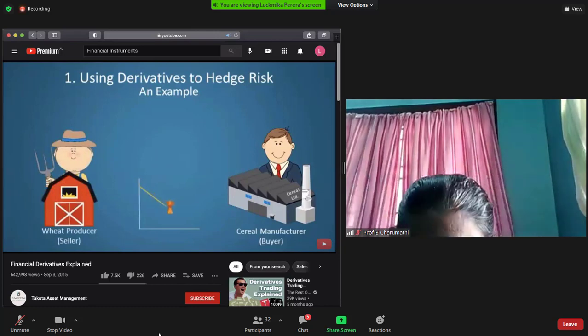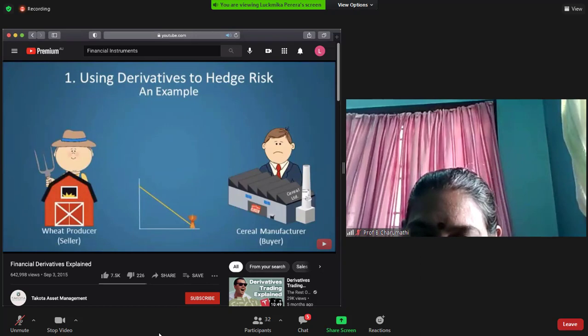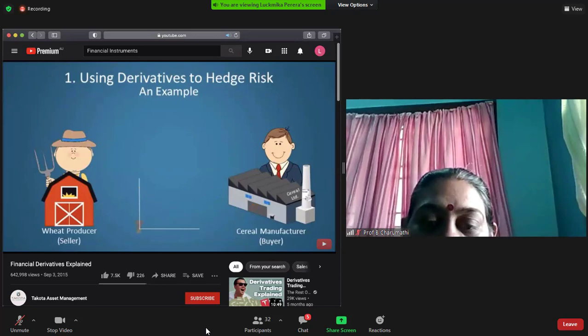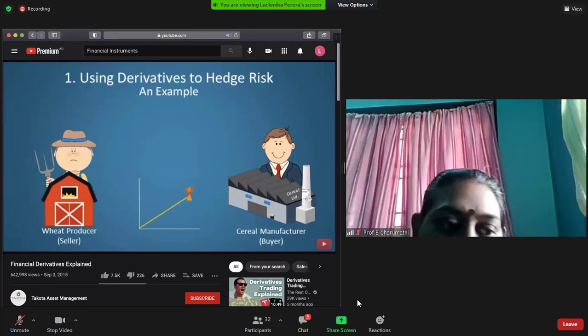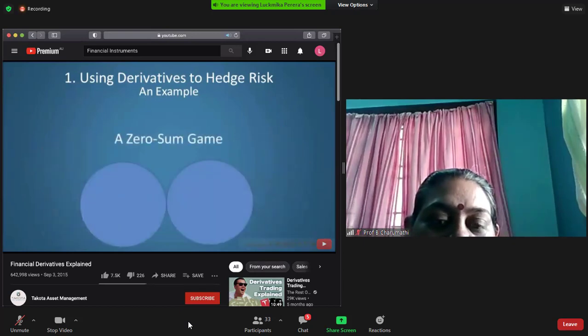If the price of wheat falls, the cereal manufacturer or buyer will wish that they hadn't signed the contract, because they could be buying wheat for cheaper had they not signed it. Conversely, if the price of wheat rises, the producer or seller will wish that they hadn't signed the contract, because they could be selling wheat for more money had they not agreed to the contract's terms.